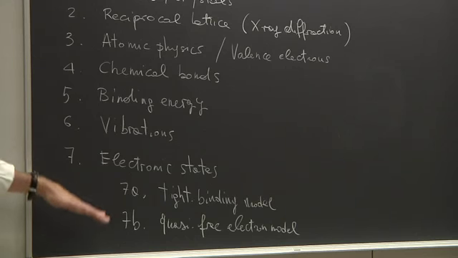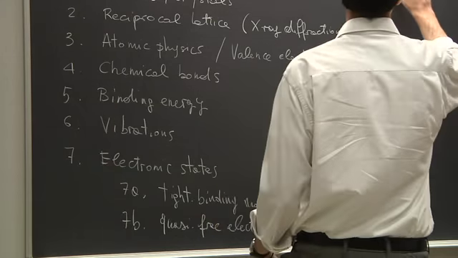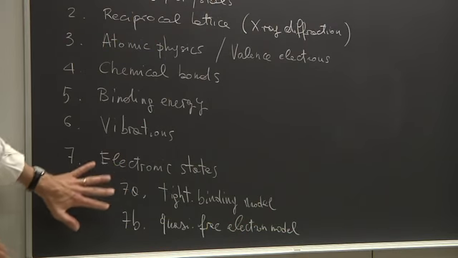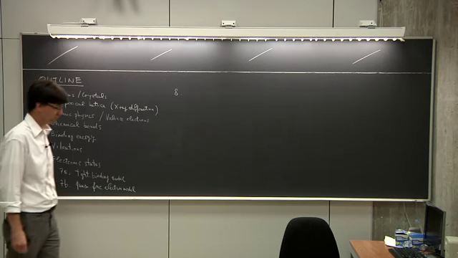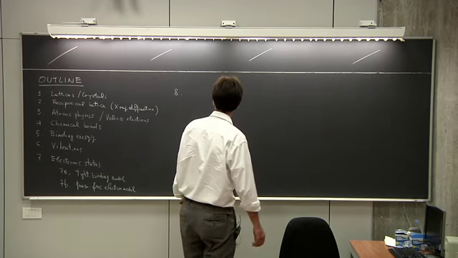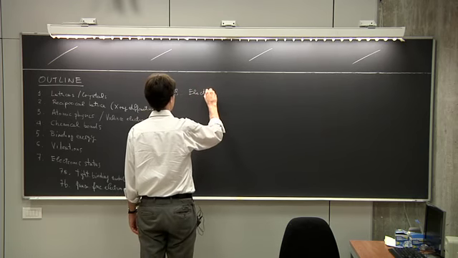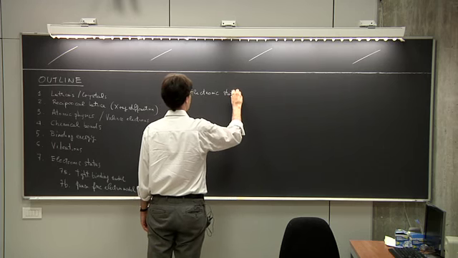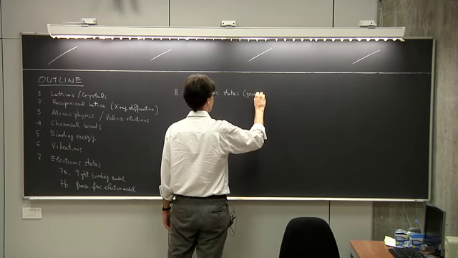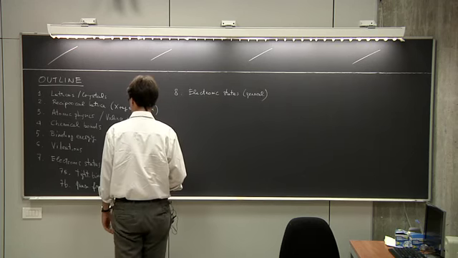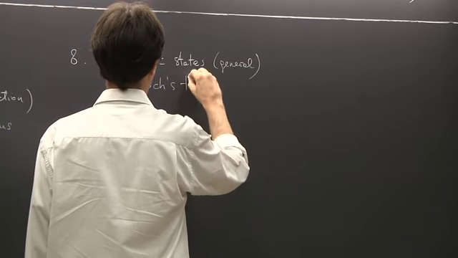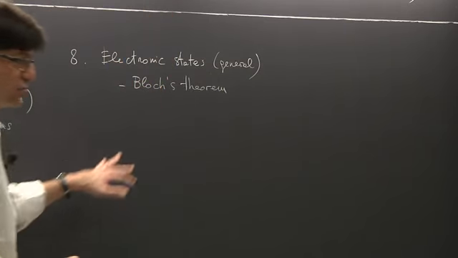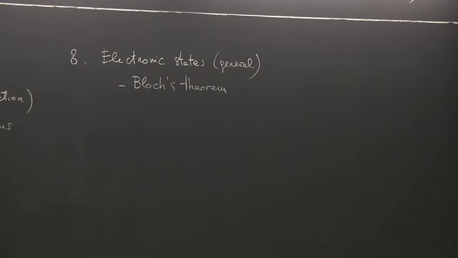Connected to that, and in fact, in parallel to this, I'm now referring to this as 8, but in fact, we are going to discuss it, in parallel with our discussion about the electronic states in tight binding and quasi-free electron model. I'd like to say something about more general properties of electronic states. So this is also electronic states, but more general properties. And these general properties are, well, first of all, it's Bloch's theorem. We're going to discuss it in conjunction with this, so it's not really a separate topic. It's something that we're going to discuss in parallel, going back and forth from the models to the general theory.